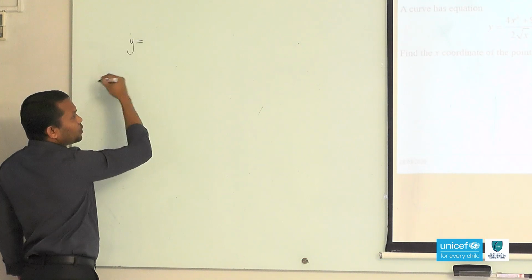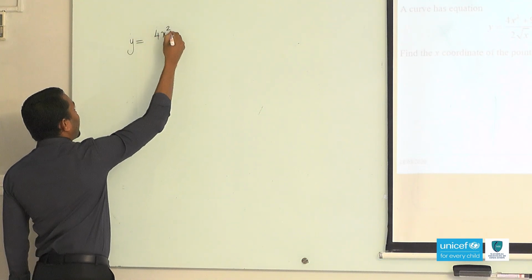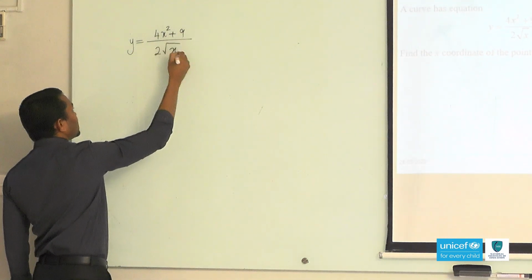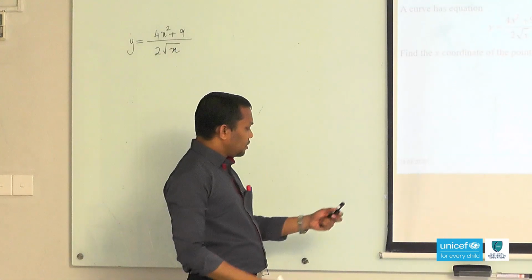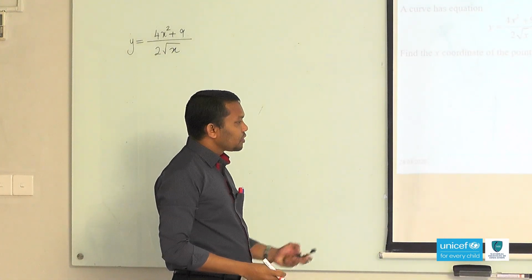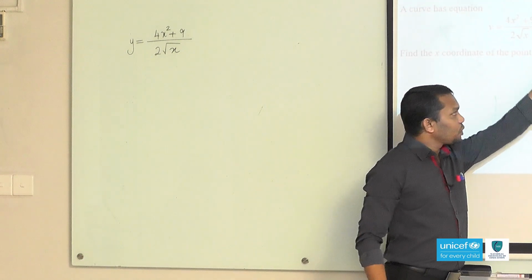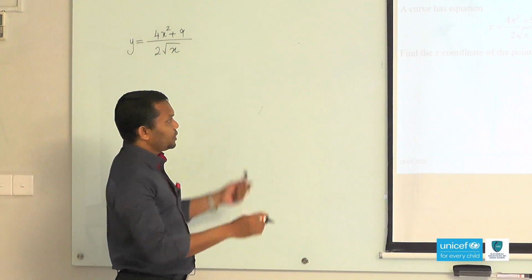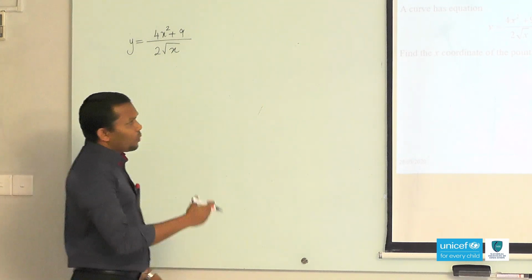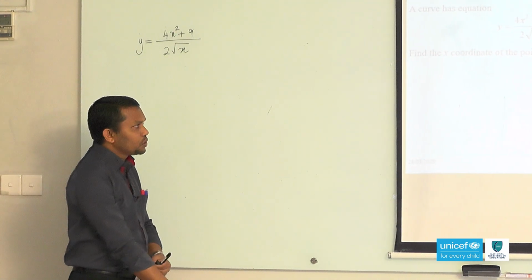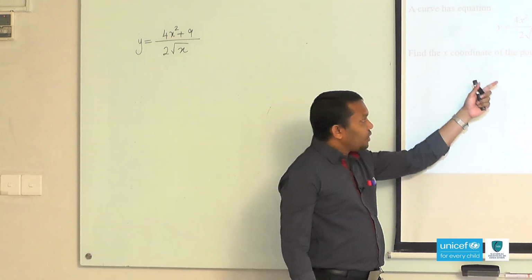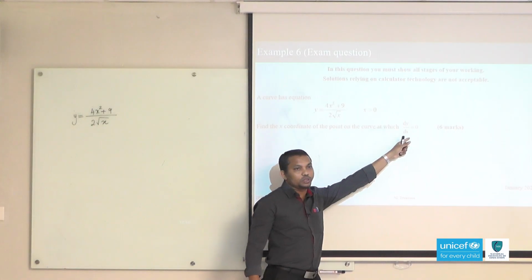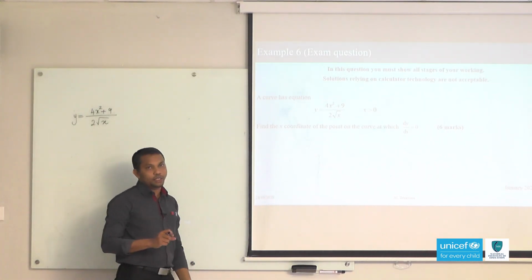Y is equal to 4x squared plus 9, divided by 2 root x. Well, it says x is a positive number. So, if we get a positive and a negative value, then we choose in this case the positive value. The question says dy by dx is equal to 0, which means after the derivative, when we substitute an x coordinate, our answer is equal to 0.